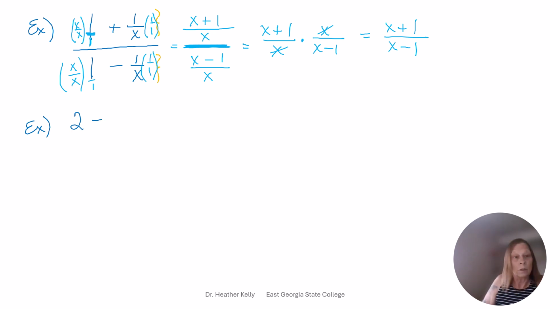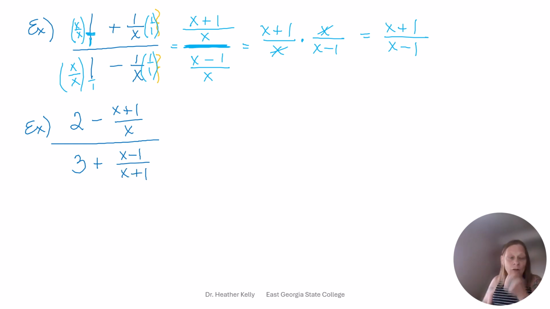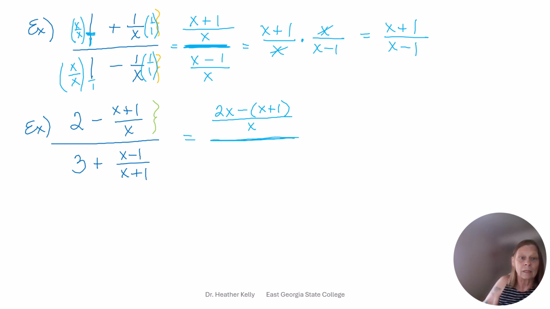2 over x plus 1 over x, divided by 3 plus x minus 1 over x plus 1. Okay, so we need to handle each one of these separately. We have the exact same situation as we had on the numerator above us here. So if I do this, I'm going to have 2x minus x plus 1 all over x. That's that new numerator, done the exact same way.